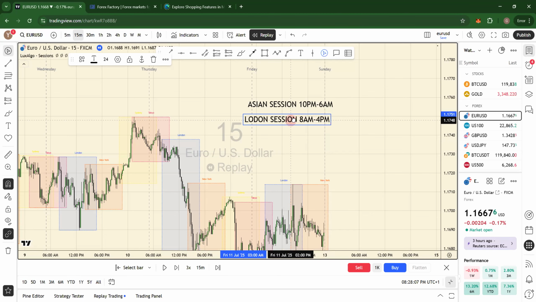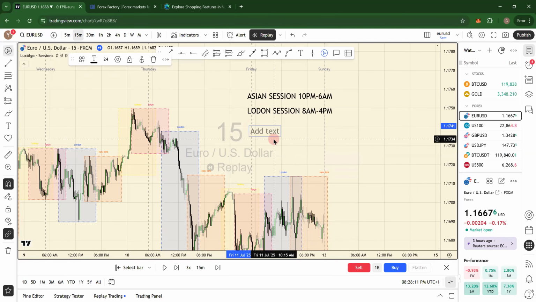Now, this is the London session. Let's look at the New York session. The New York session opens at 2 p.m. It opens actually at 2 p.m., but it starts from 1. That's what I mentioned, the pre-London. So it starts at 1 p.m., which is for the pre-London. So let's put 1 p.m. right up to 10 p.m.